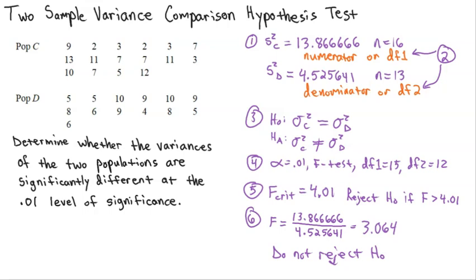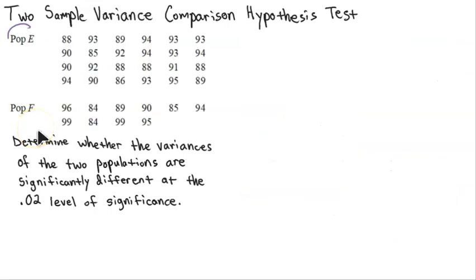All right, let's do one more example. Here's another example. We have population E and population F. This is a sample from population E, and this is a sample from population F. You may say, wow, that's a much bigger sample from population E than from population F. That's okay. They don't have to be the same.